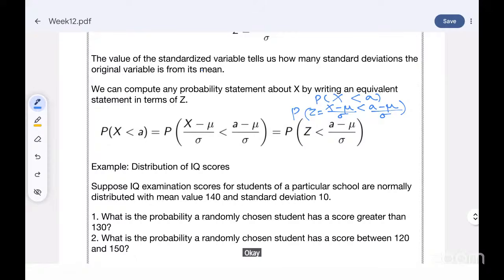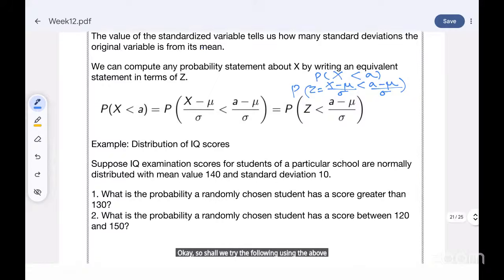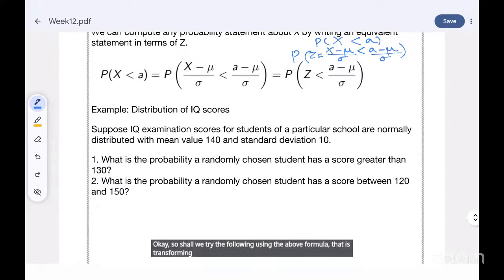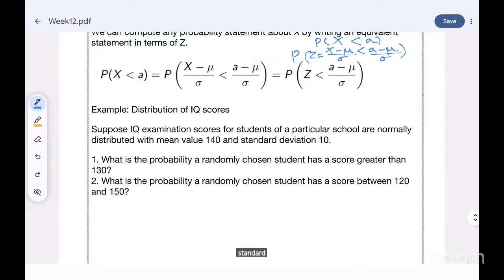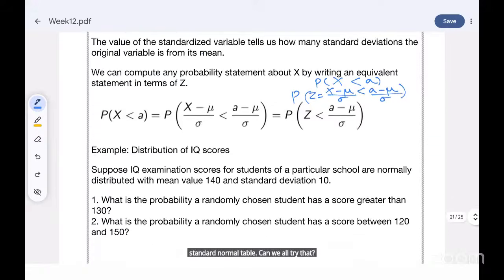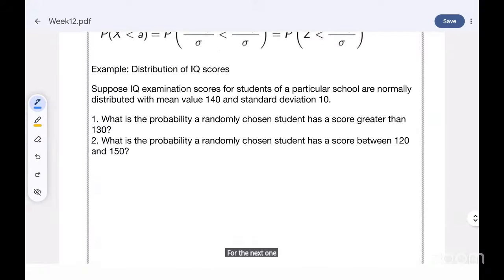Okay. So shall we try the following, using the above formula, that is, transforming X to Z and then using the standard normal table? Can we all try that for the next one? So what is given to us? IQ examination scores for students of a particular school are normally distributed with mean value mu, standard deviation 10. What is the probability a randomly chosen student has a score greater than 130?